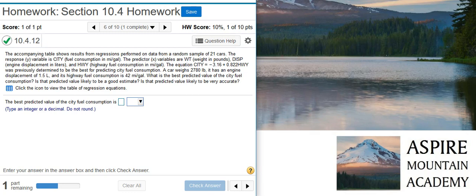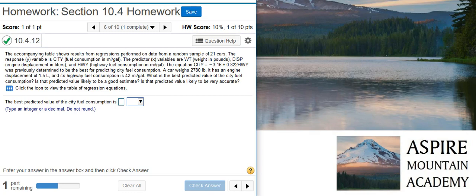The equation city equals negative 3.16 plus 0.822 highway was previously determined to be the best for predicting city fuel consumption. A car weighs 2,780 pounds. It has an engine displacement of 1.5 liters, and its highway fuel consumption is 42 miles per gallon. What is the best predicted value of the city fuel consumption? Is that predicted value likely to be a good estimate? Is that predicted value likely to be accurate?